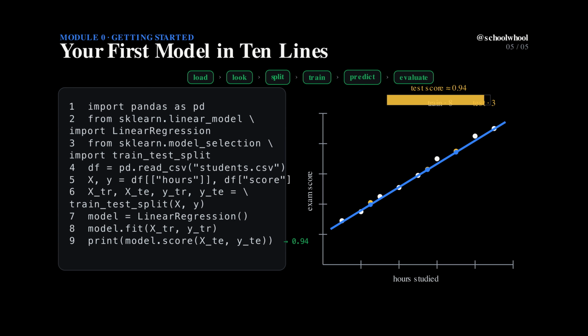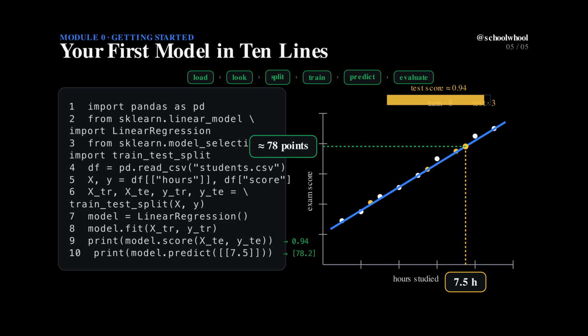And now, the payoff. Line 10 asks the model about our new student. 7.5 hours of study. The prediction comes back, about 78 points. That is the complete loop. The model learned from data, proved itself on the test set, and answered a brand new question.